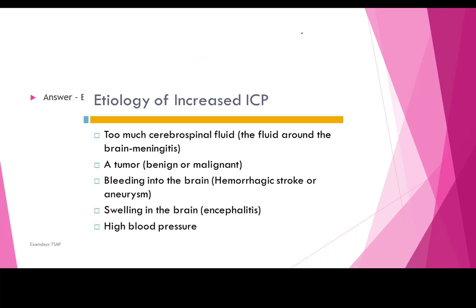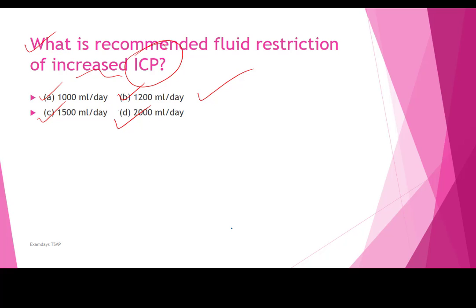Here is the explanation. What is the etiology of increased ICP? It is too much cerebral fluid as well as fluid around the brain, meningitis, a tumor whether benign or malignant, bleeding in the brain, swelling in the brain, and high BP. So this is all the information regarding the fourth part.